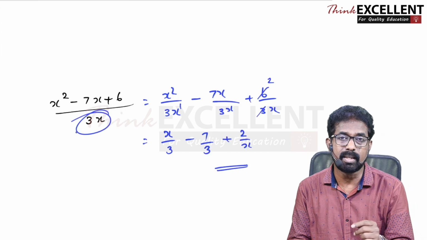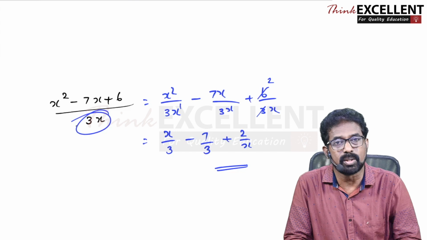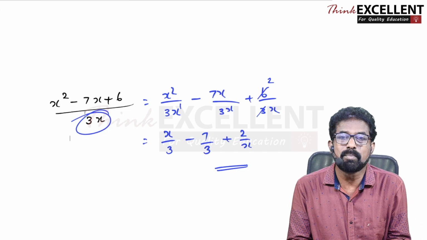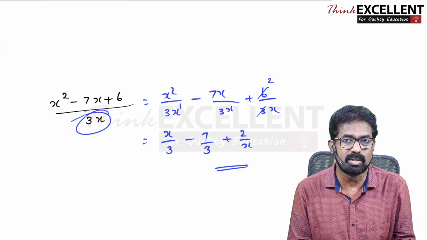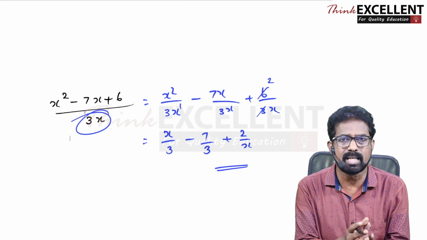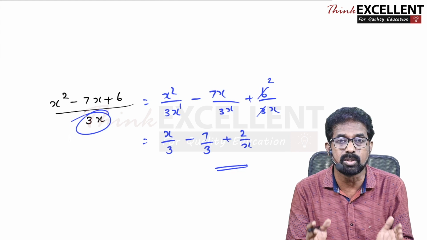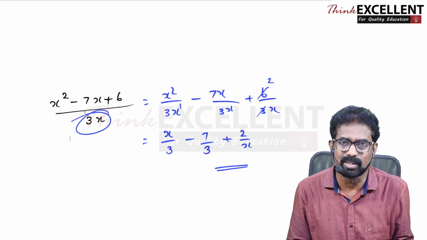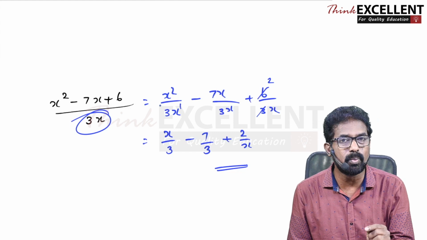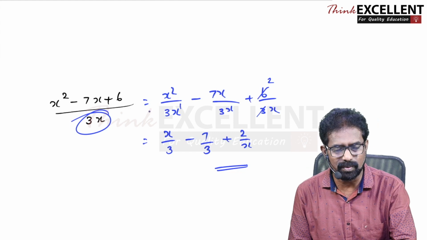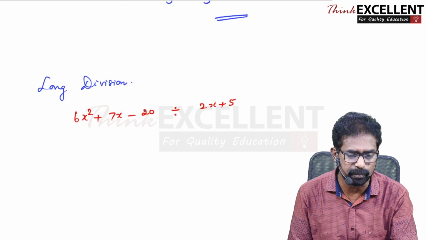If there is only one term, you can split like this and you can do that. If you have more than one term, try to factorize it. If you can factorize, you cancel and write. If you are not able to factorize, there is no other way, the long division. Okay, so you must be thorough with the long division. Okay, now let us see how to use long division.